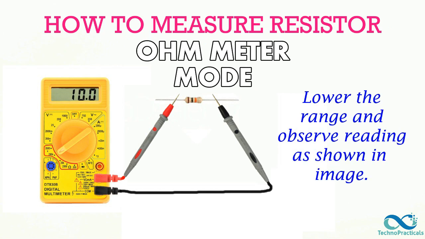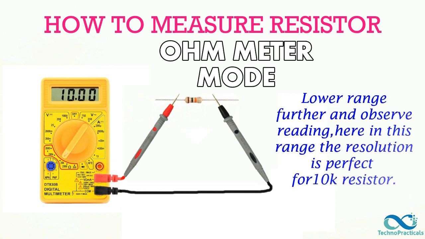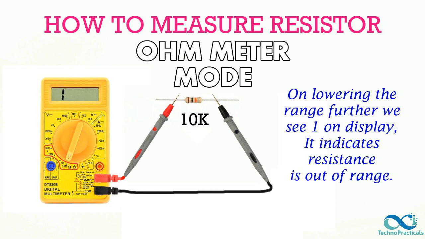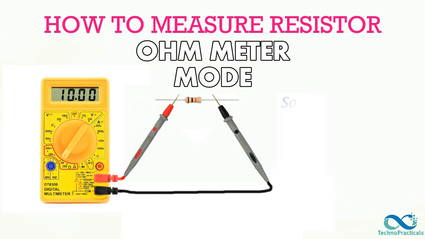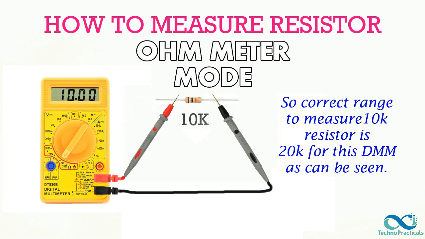Lower the range and observe the reading again as shown. Further lower the range and observe the readings. Here in this range, the resolution is perfect for the 10 kilohm resistor that we have chosen. On lowering the range further, we see 1 on the display. It is indicating that the resistance that we have selected is out of range. So the correct range to measure a 10 kilohm resistor is 20 kilohms for this multimeter, as we can see.